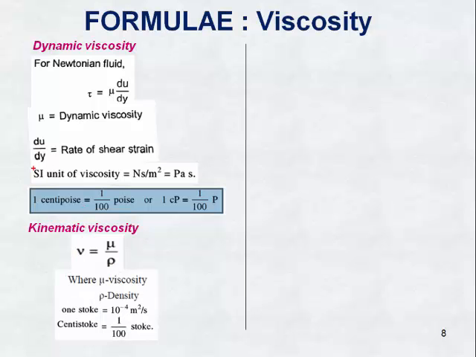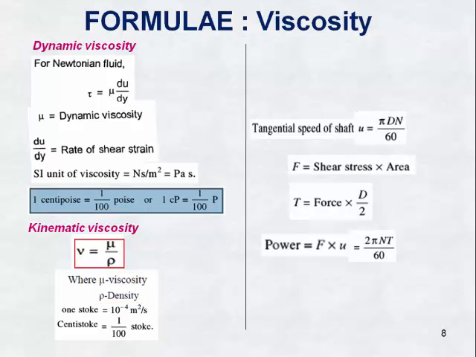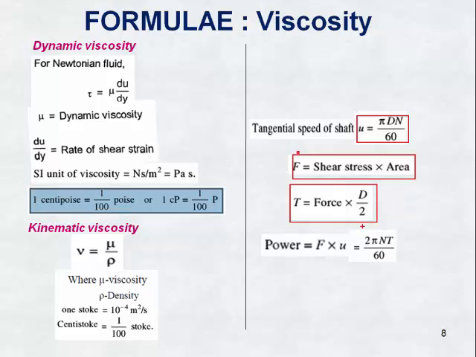Here the unit conversion is also important. The SI unit of viscosity is Newton second per meter square, that is equal to 1 pascal second, or 1 centipoise equal to 1 by 100 poise. Here mu equal to viscosity, rho equal to density. This will be equation number 2. This is equation number 3, mu equal to pi dn by 60. And equation number 4, shear force equal to shear stress into area, or shear stress equal to force divided by area, and torque T equal to force into d divided by 2. The d is diameter, where power equal to force into velocity, which is equal to 2 pi NT by 60.